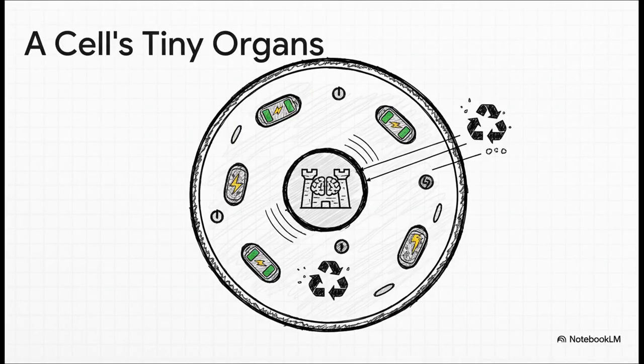And a eukaryotic cell? Wow, it's like a tiny, bustling city. It's full of these little structures called organelles, and each one has a very specific job. You've got the nucleus, which is like the city hall or the brain, running the whole show. The mitochondria, those are the powerhouses, the power plants of the cell, cranking out energy. And then you have things like lysosomes, which are the cleanup crew, taking care of all the waste. It is just an amazingly organized little system.